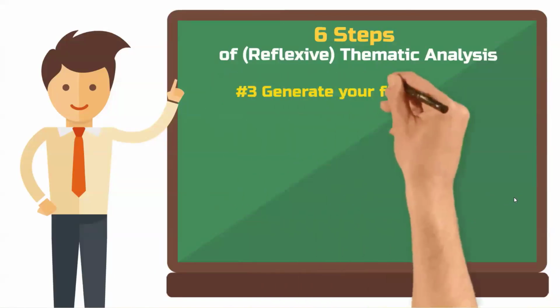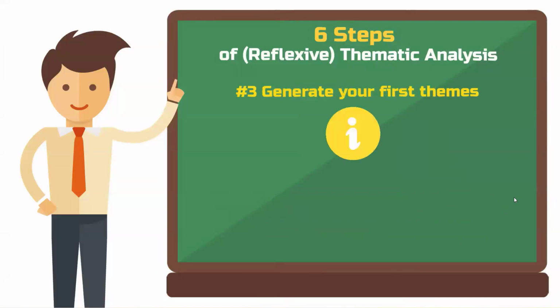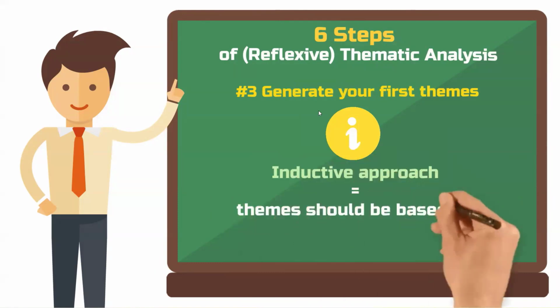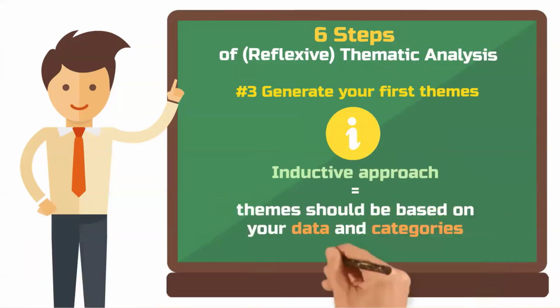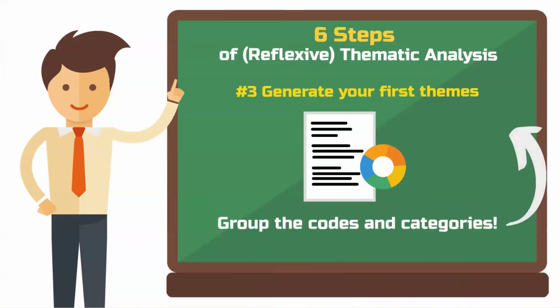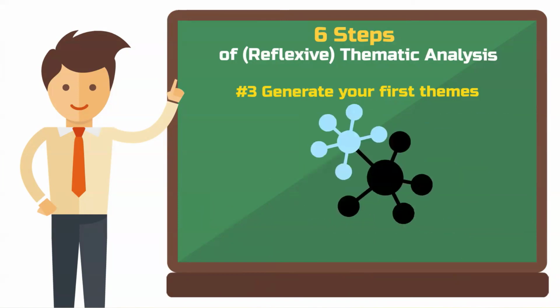Step 3. Generate the first themes. The reflexive thematic analysis by Braun and Clark operates inductively. Your themes should arise exclusively based on your data, and at this point, based on your categories. Now for that, group the categories and codes that you have. Which ones are thematically related? This will lead to clusters of categories. Each cluster will then become a theme. Here you can also work with mind maps and visually develop the clusters. It's also possible that within a larger cluster, you have smaller clusters or sub-themes.